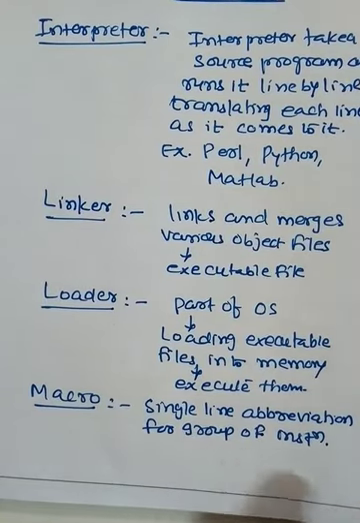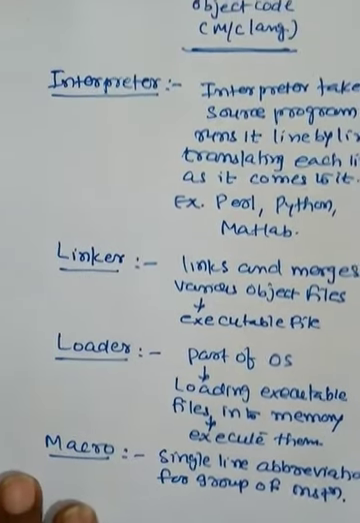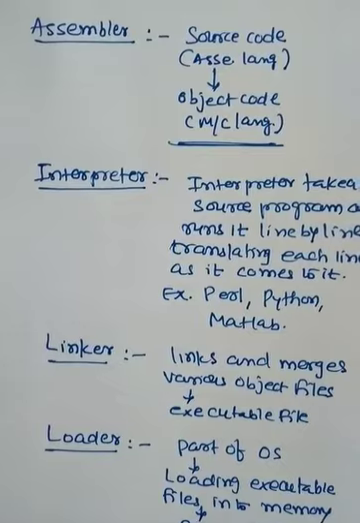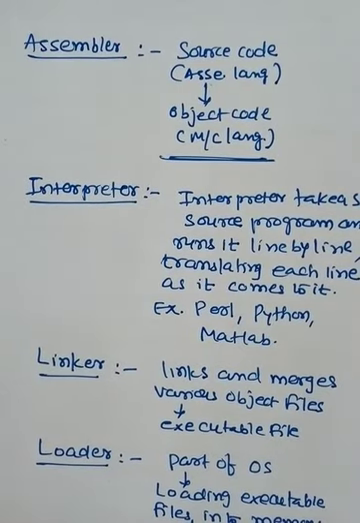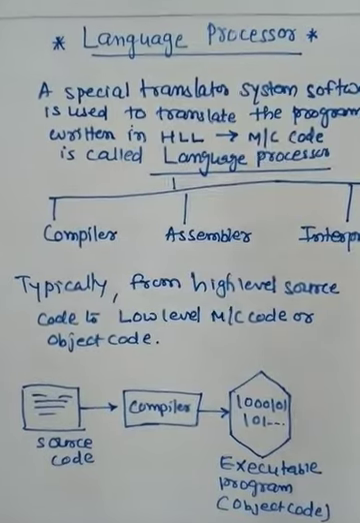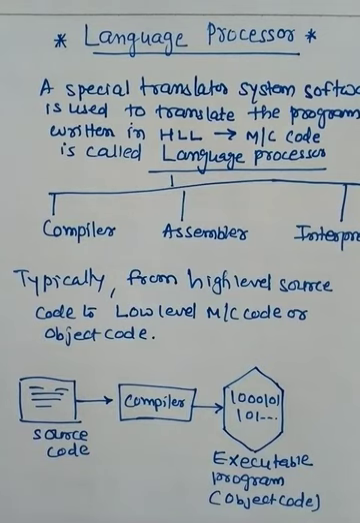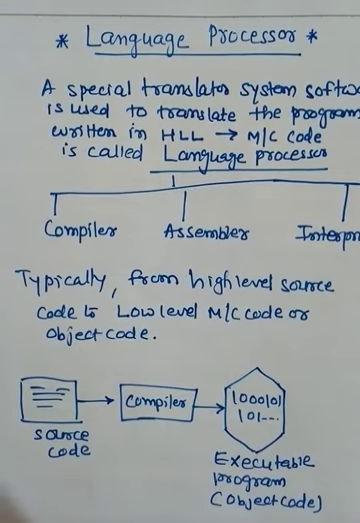So these are the important terms required: macro, loader, linker, interpreter, assembler, and compiler. These are the main language processors, with different meanings for the compiler, assembler, and interpreter. I hope this will be helpful to you as language processor detail.